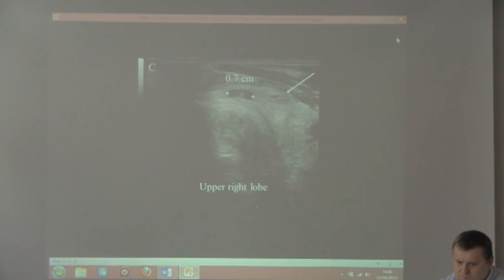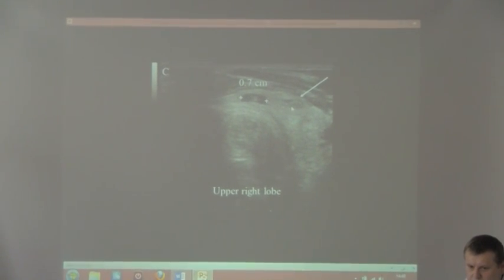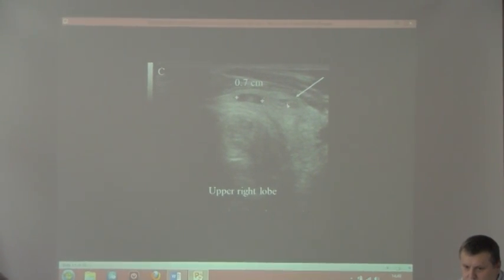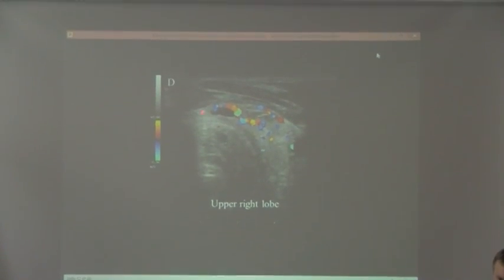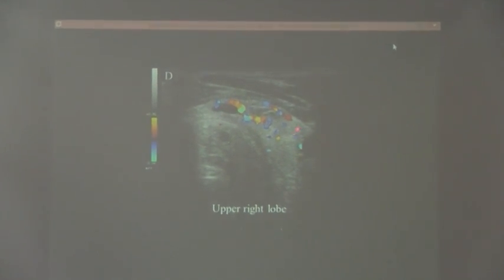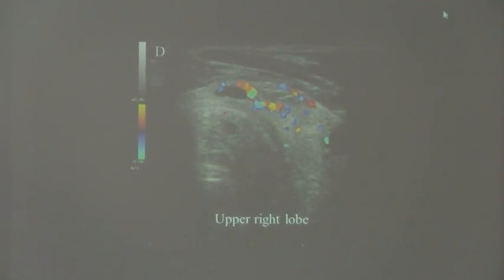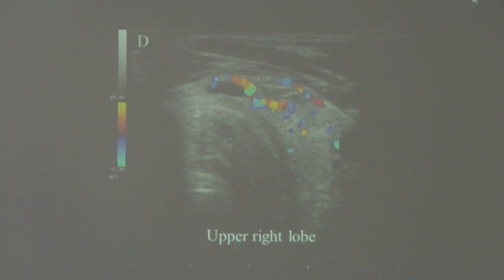Over there you see a small cyst of about 7 millimeters with small tumors protruding inside the cyst. I don't know if we have a pointer on the stand. This is the thyroid, normal thyroid tissue. This is a cyst, and this one is a small tumor inside the cyst. You can say it could be 2 or 3 millimeters. This is the vascularization around the cyst and also around this small nodule. These colors that you see are the blood flow.